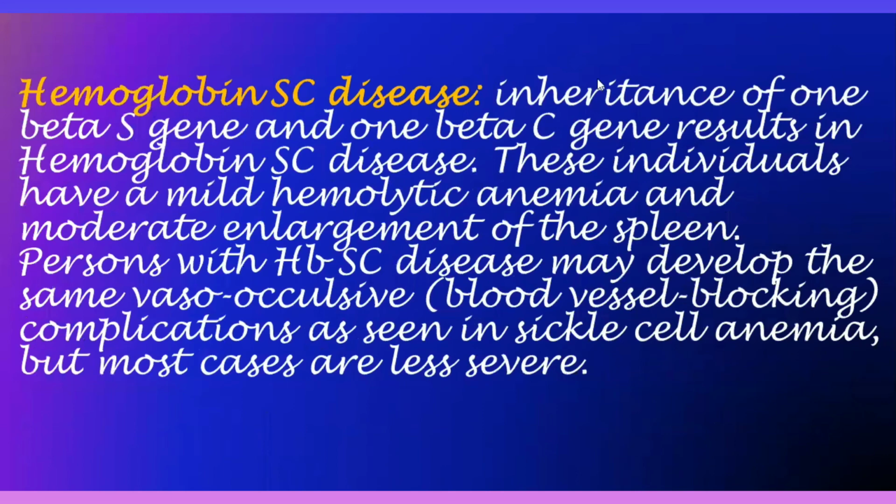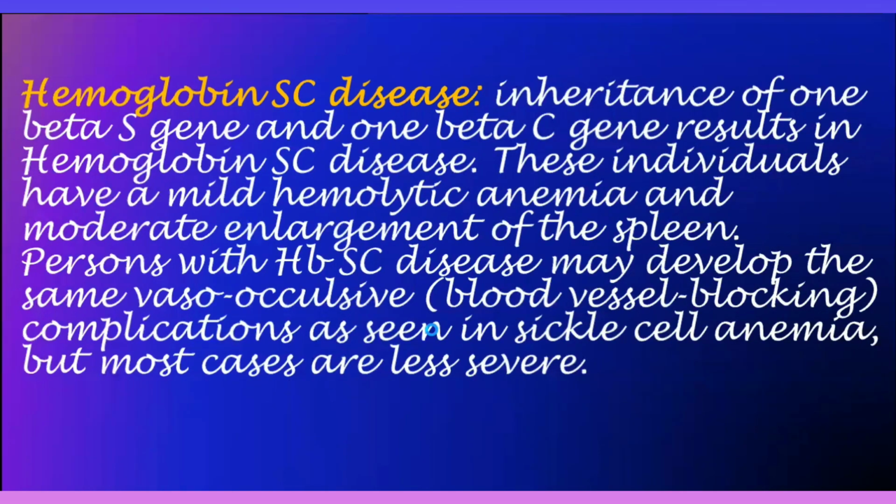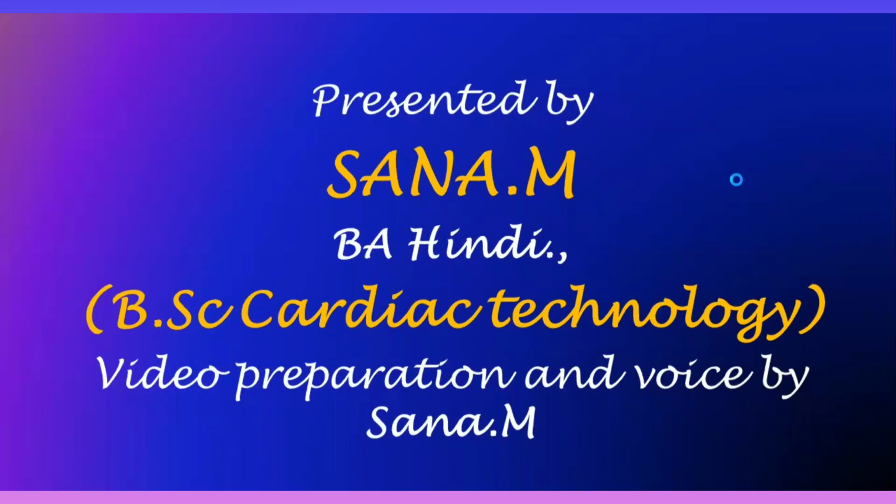Hemoglobin SC disease. It is because of the inheritance of 1 beta S gene and 1 beta C gene. It results in hemoglobin SC disease. One S is coming from one side and one C from the other, as you can see in the name itself. These individuals have a mild hemolytic anemia and moderate enlargement of the spleen. Persons with HbSC disease may develop the same vaso-occlusive, that is blood vessel blocking, complications as seen in sickle cell anemia. Most cases are less severe. Lack of oxygen is the cause, right?